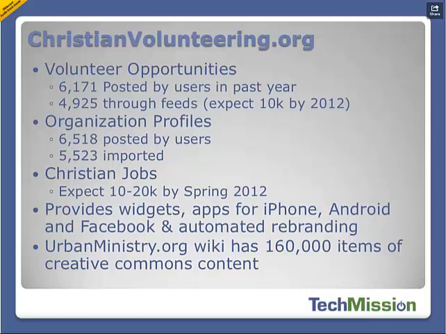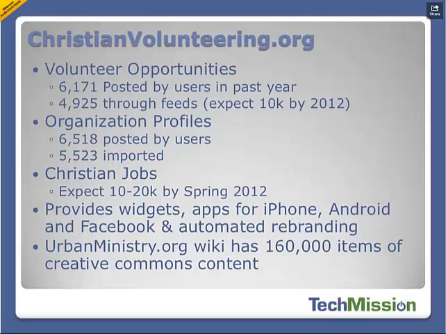And we do a lot of things. In addition to aggregating this data, we provide widgets for that. We provide apps for iPhone, Android, Facebook. We provide the ability for groups to do rebranding. We provide citywide directories for this data. And on top of that, we have one of the largest Christian Creative Commons or open source wikis with 160,000 items of content. So we've been looking at some of these issues for a while.